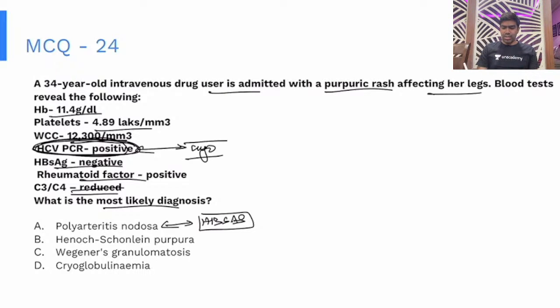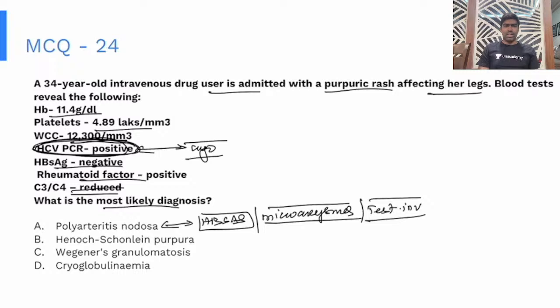Okay, and you don't have any big manifestation of PAN over here. If it's a PAN, they would have definitely given an imaging picture. Microaneurysms would have been there, renal and mesenteric microaneurysms. That's not the case. Or they could have given testicular involvement, which is so characteristic of PAN. So none of this is there, so I'm ruling out PAN as a possibility. Henoch-Schonlein purpura is a disease of children.